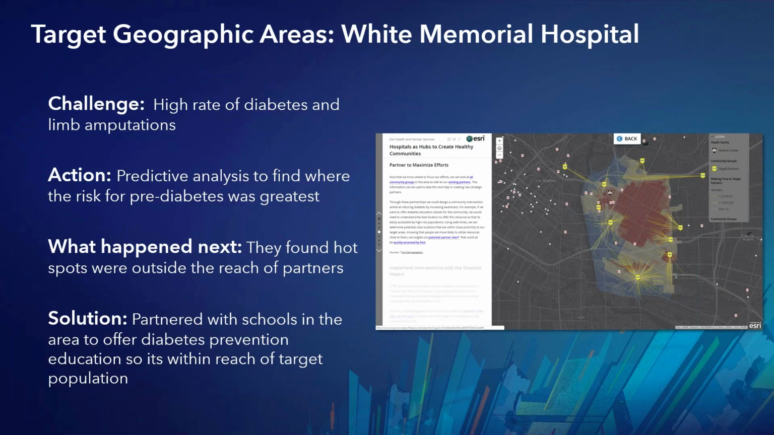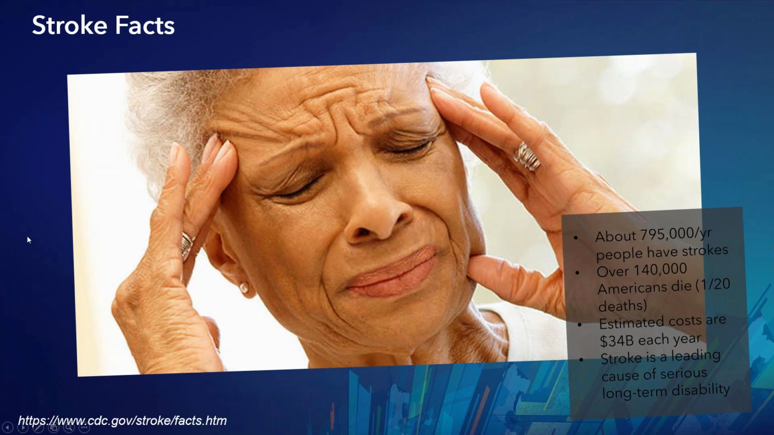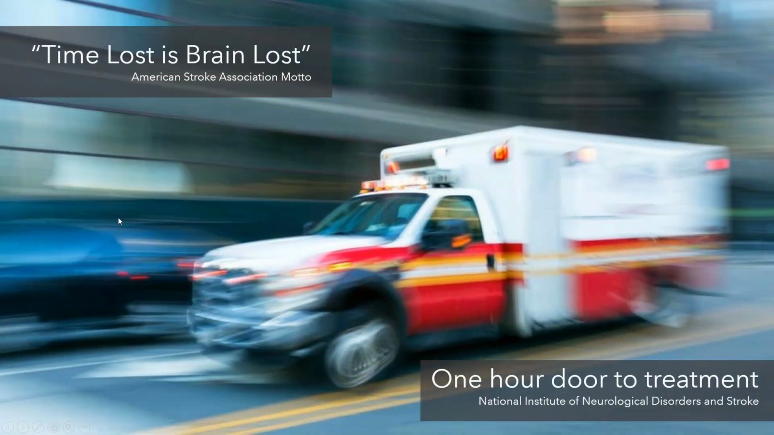And here is a more focused example around stroke, where the VA was looking specifically at stroke, and there's a big location component in stroke on how long it takes you to see a provider from the time you start exhibiting symptoms. And as it says here, time lost is brain loss, in the sense that the quicker you can administer TPA, the better off the patients are.